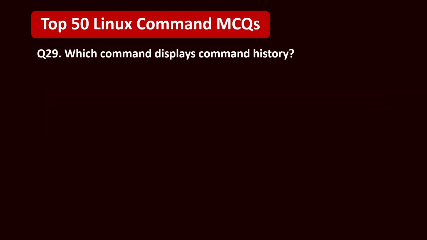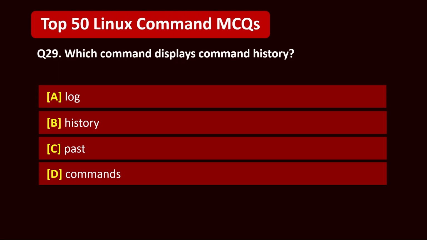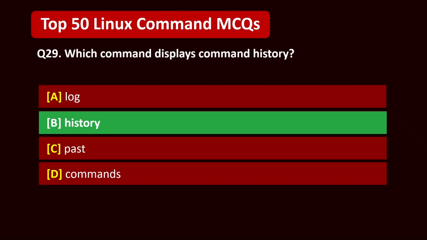Question 29. Which command displays command history? A, log, B, history, C, past, D, commands. 5, 4, 3, 2, 1. Correct answer is B, history.